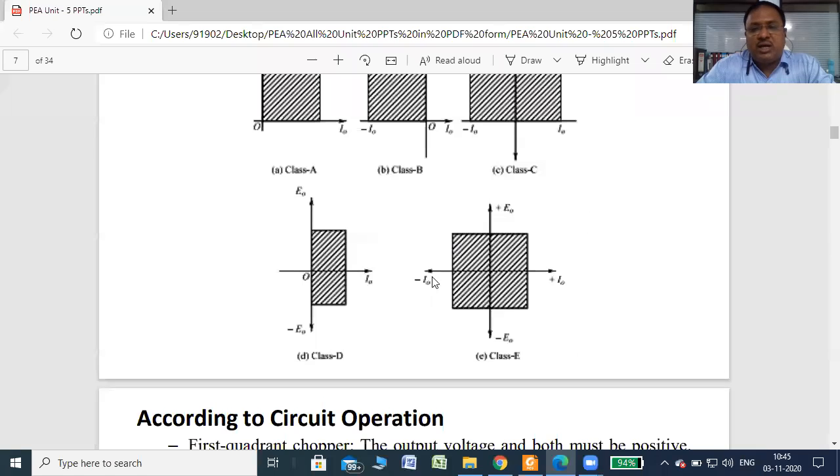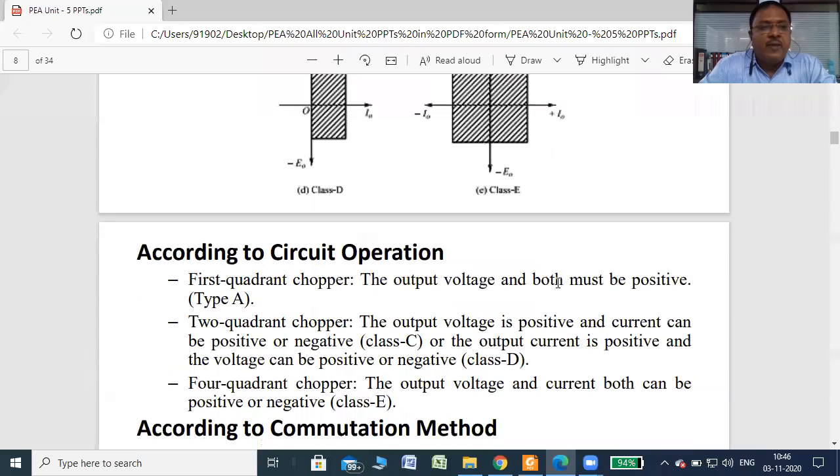And the last one is class E, called a four quadrant chopper. The output voltage may be either positive or negative. Similarly, current is either positive or negative. That's why it is called a four quadrant chopper.